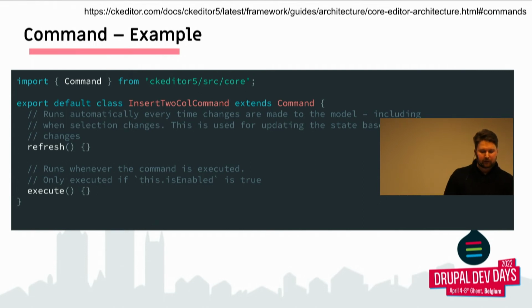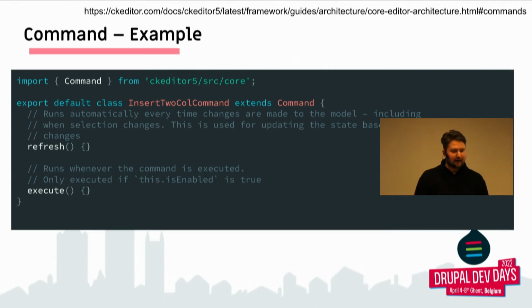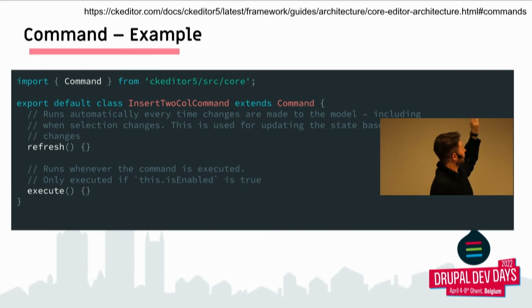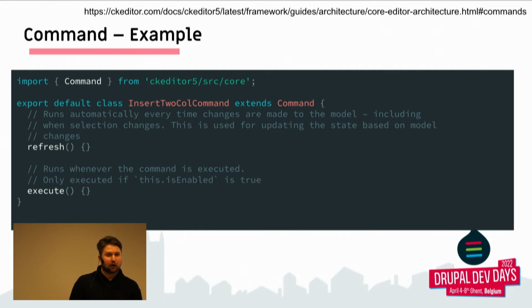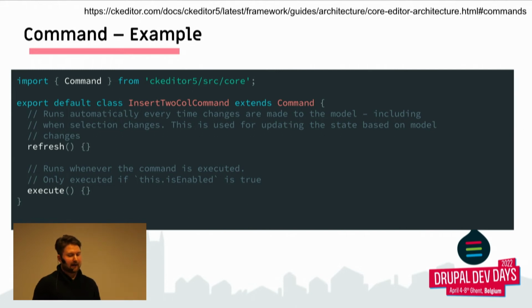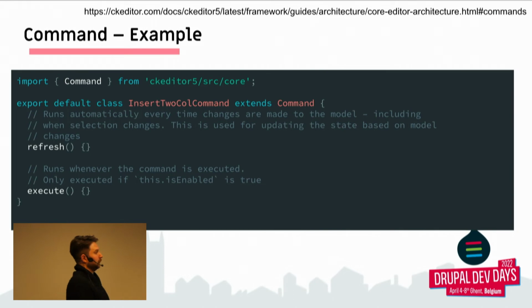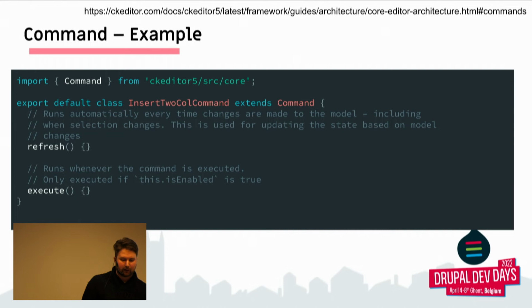So here's an example of the structure of a class that extends the CKEditor 5 command class. There are two functions that we have here, refresh and execute. The refresh function is responsible for keeping the state up to date. So that's the isEnabled and value. And that happens based on the changes that are happening in the model. That includes changes to the selection. Then we have the execute, which would run if isEnabled is true. And that would then be responsible for triggering those operations in the lower level APIs.